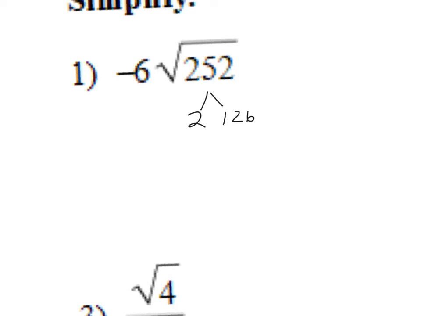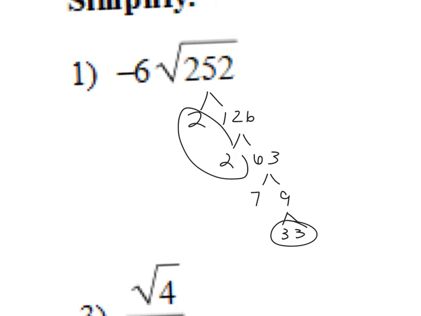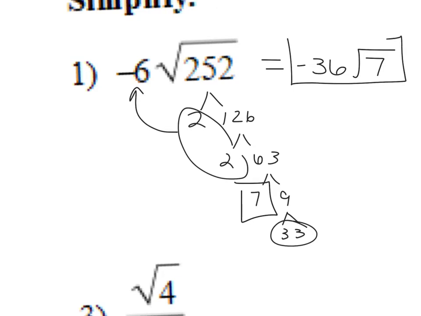126 is divisible by 2 again, so I'm going to get 2 and 63. And then 63 will break down into 7 and 9, and then the 9 will go to 3 and 3. So the 3's pair up and the 2's pair up, and all that moves out. So when I look here, I've got 3 times 2 is 6, times -6 is -36. On the inside, I have this 7 left over, so 7 left over on the inside.